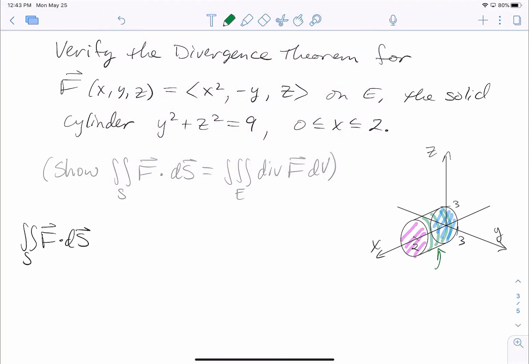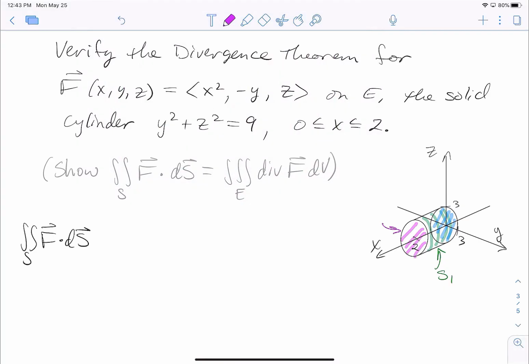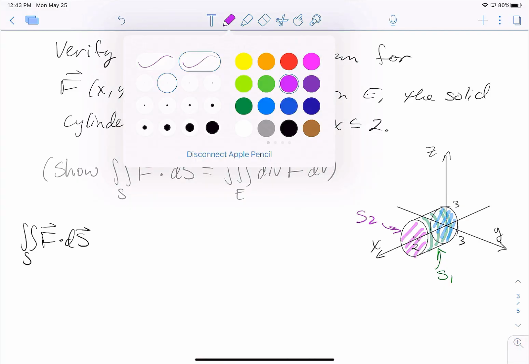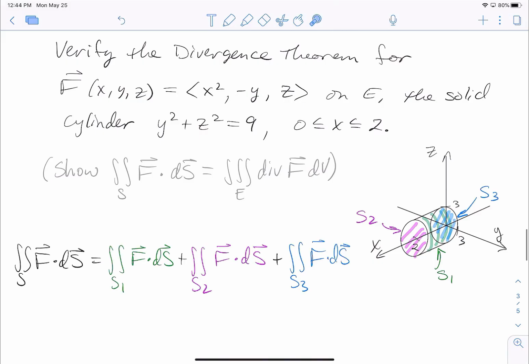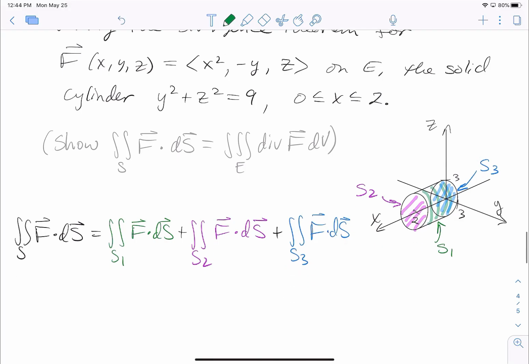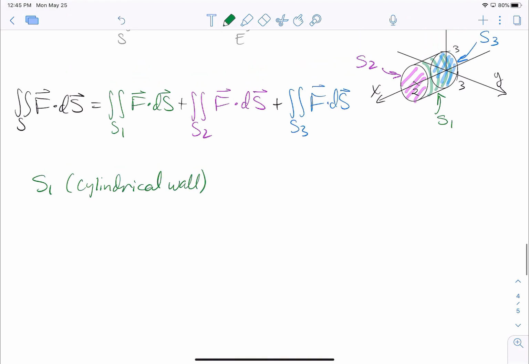Let's say the cylindrical wall is S1. The front face, where x equals 2, is going to be S2. And the back face, where x equals 0, we're going to say is S3. So the surface integral over S is going to be the sum of the surface integrals over S1, S2, and S3.